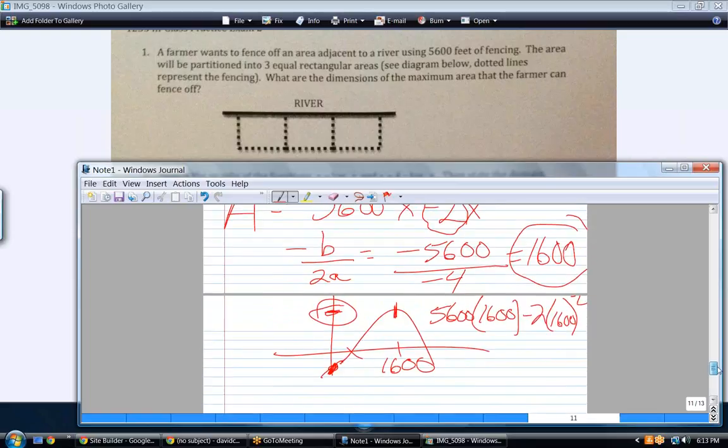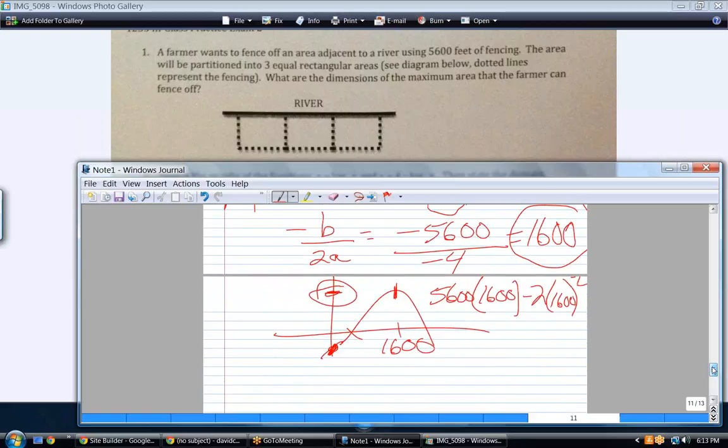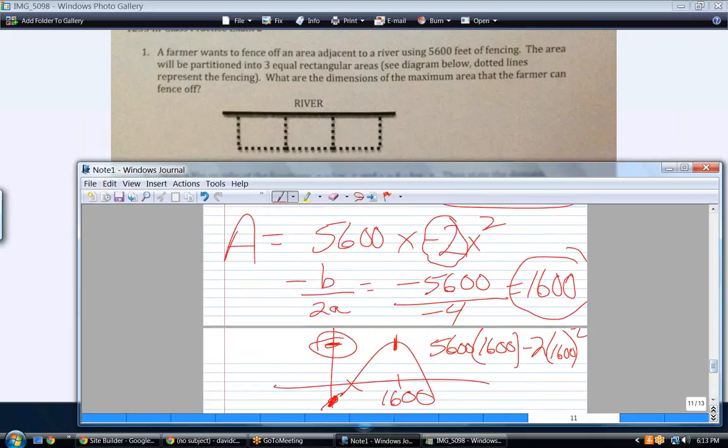As far as the vertex goes, the only time you're going to find the vertex is if you have a quadratic. So it's important to realize that the area of this corral is a quadratic function, because it's going to be x times y, and y is a function of x. So you're going to have x times some function of x. So you end up with this quadratic. And once you know that the area is a quadratic, you find the peak, the vertex, by using minus b over 2a.